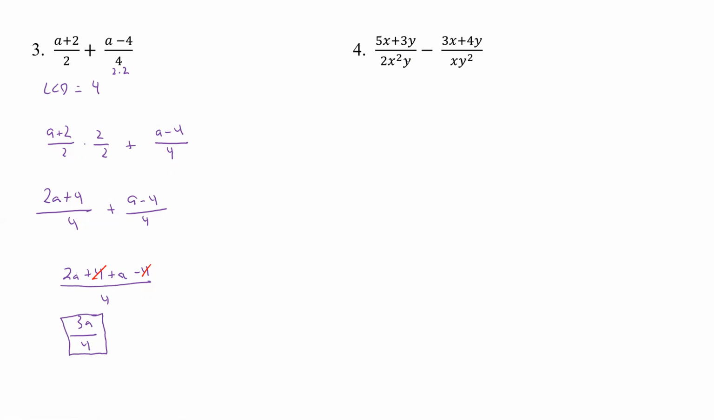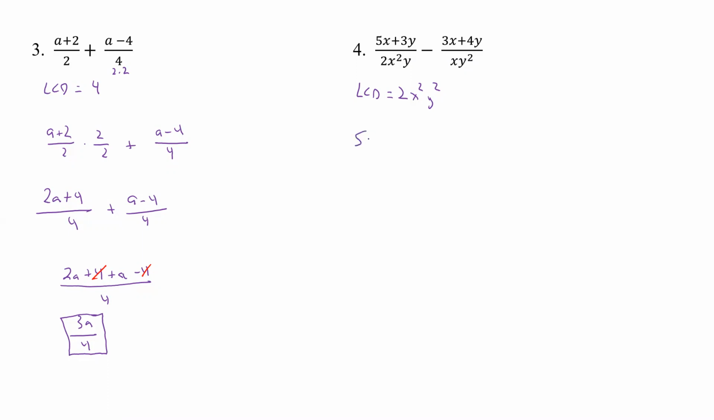All right, so let's look at the next one here. Here we have a 2x squared y, and here we have an xy squared. So our LCD is going to be what? Well, we have to have a 2. We have 2 x's here, 1 here, so we have to have 2 here. We have 1 y here, 2 here, so we have to have 2 here. So our LCD now is this value, 2x squared y squared.